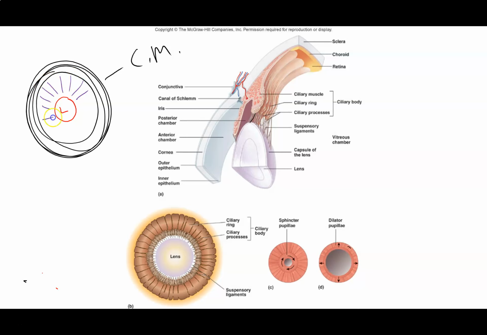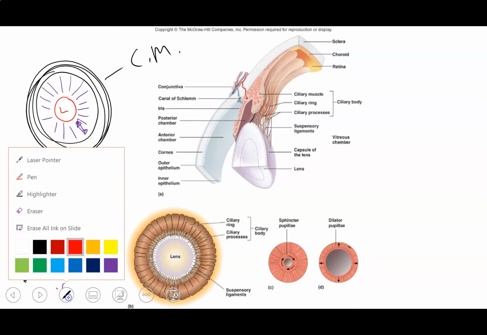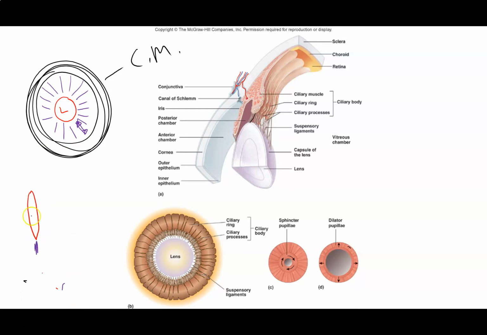Now, this is the arrangement if you look at the eye from the front. And so when the ciliary muscle is relaxed, there is tension on the suspensory ligaments, and the lens is pulled into its flattest position. Try to keep the colors consistent. The lens is pulled into its flattest position. That's a little bit of an exaggeration. And there's the suspensory ligaments, right? And there's the ciliary muscle.